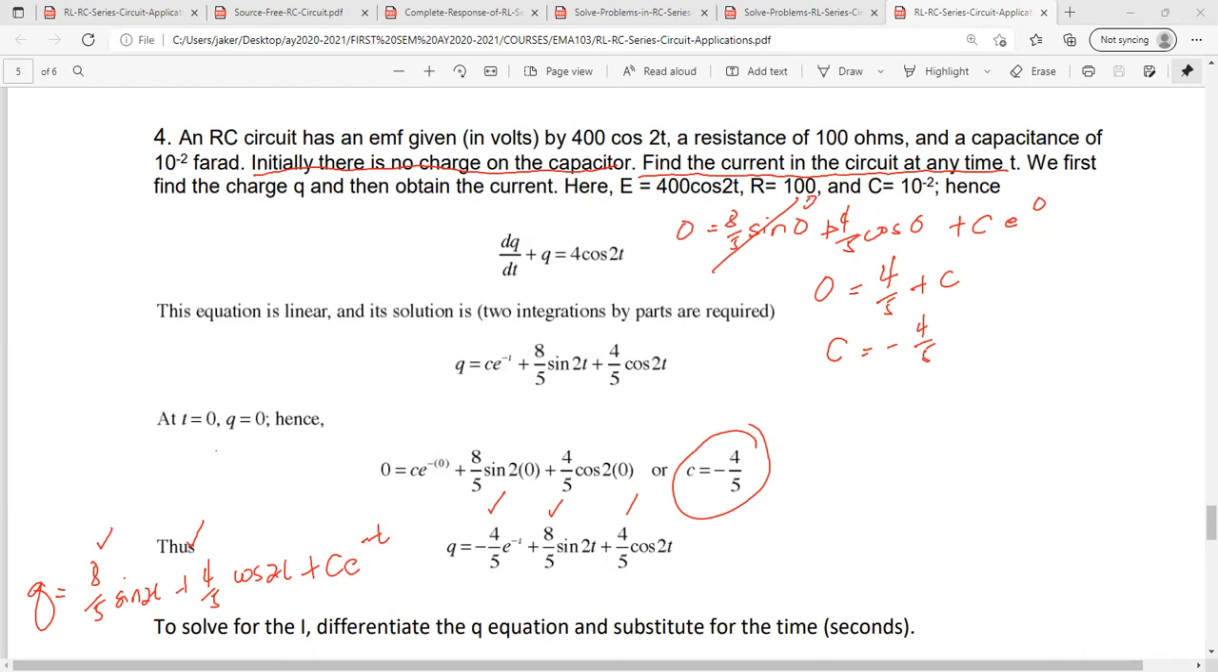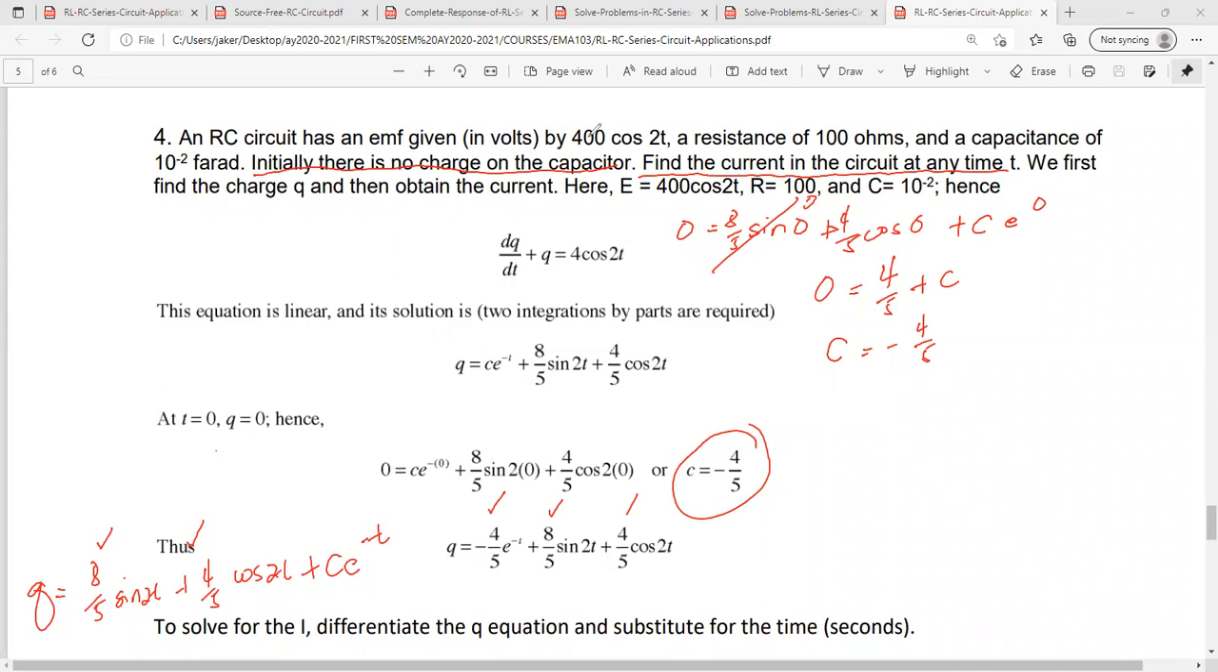So you may wonder why we differentiate the Q expression with respect to time. Anybody who knows the reason why we need to differentiate the expression of the charge in your capacitor at any time t with respect to time? Somebody wrote in the chat box, Christian, because current is equal to dq/dt. Very good, Christian. So that's it.